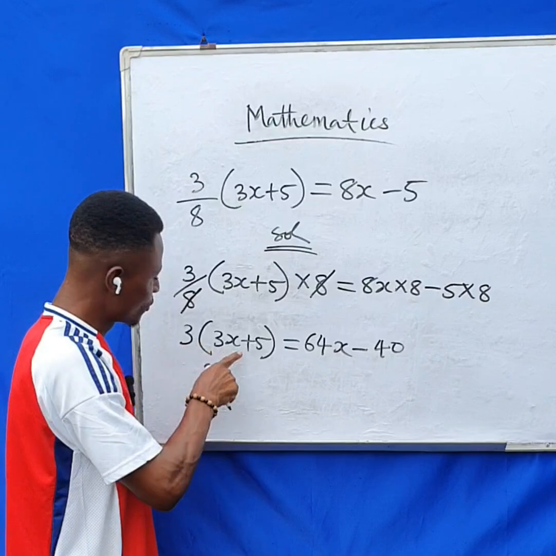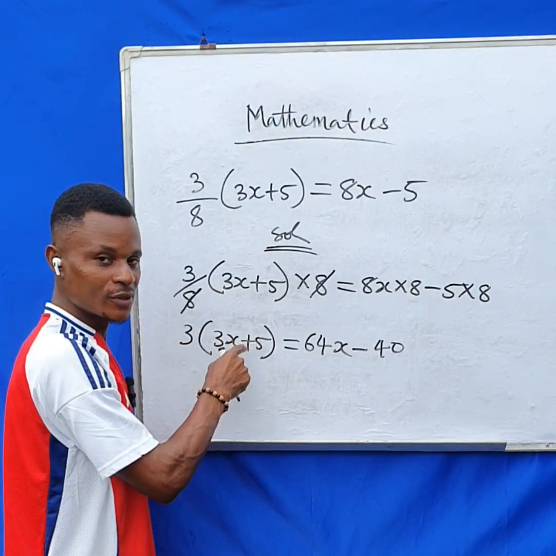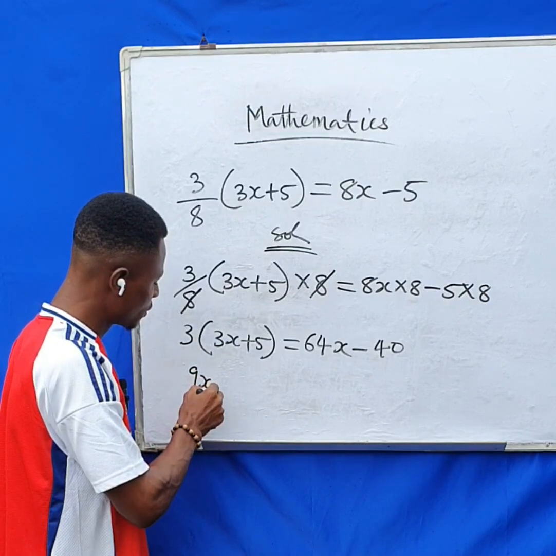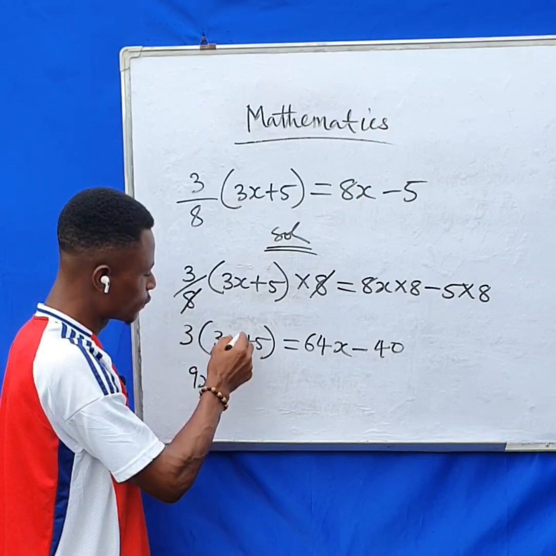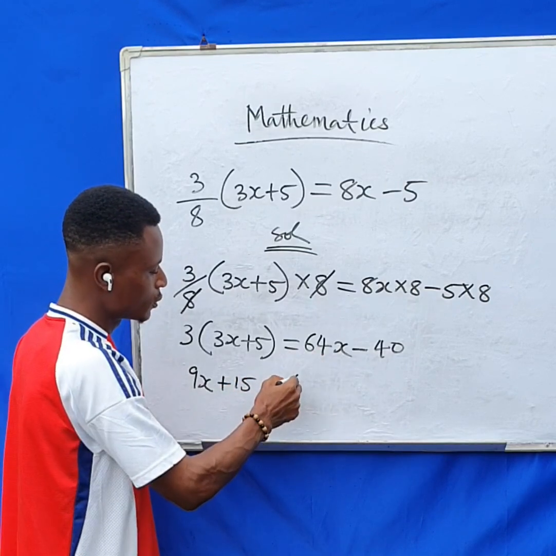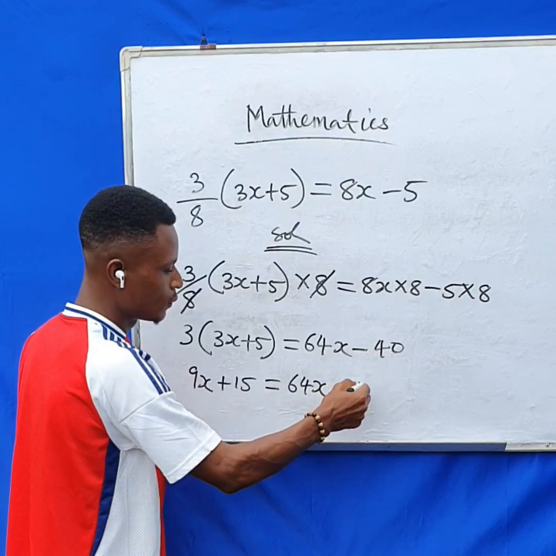So now, let us open the bracket. We are going to use this 3 to multiply each of these terms. 3 times 3x will give us 9x. Then 3 times plus 5 will give us plus 15. Equal to 64x minus 40.